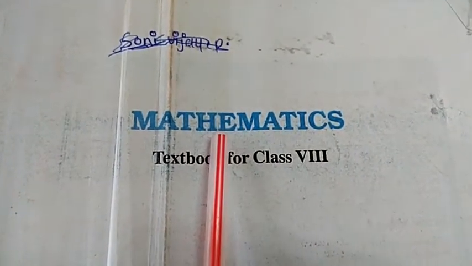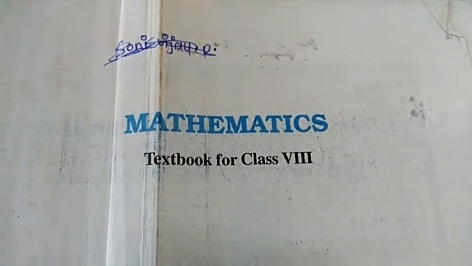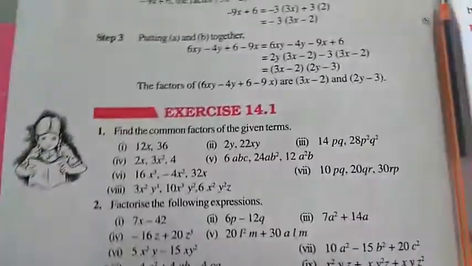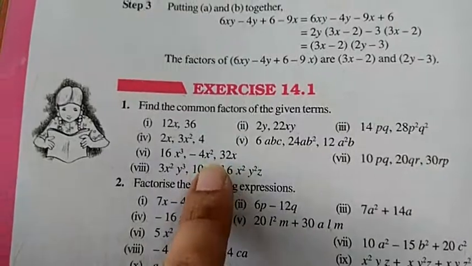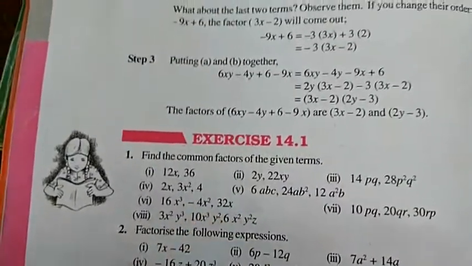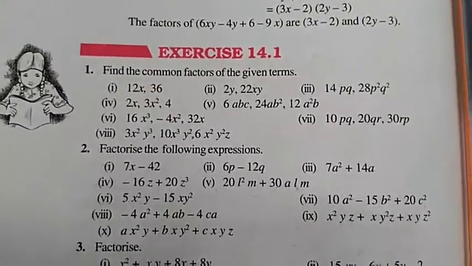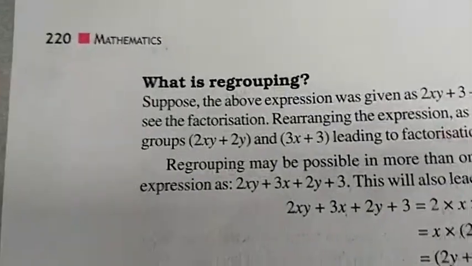And students, we know very well we are on our chapter number 14, right? And what's the name of this chapter? It's factorization, right? So students, in the last period we already did our question number 1. Do you remember it? Okay. Now today we are going to start our next question, number 2, which is given on page number 220.